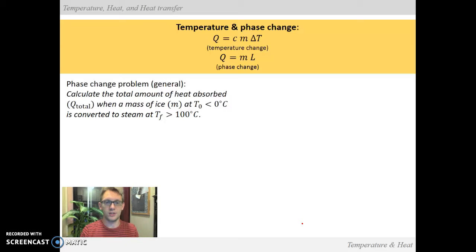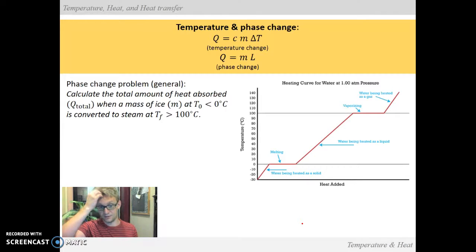So a general phase change problem that is the whole gamut. You calculate the total amount of heat absorbed when a mass of ice at a temperature that is below freezing is converted to steam at a temperature above the boiling point. And for this, we can look at the heating curve for water, where on the y-axis we have temperature, on the x-axis we have the amount of heat added, or the amount of Q added to the system in order to complete this change.